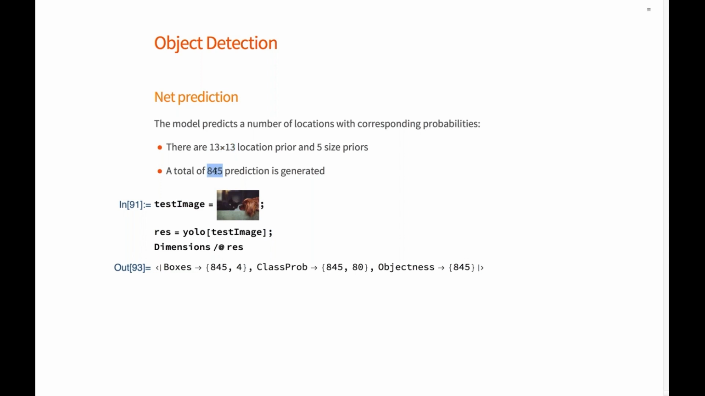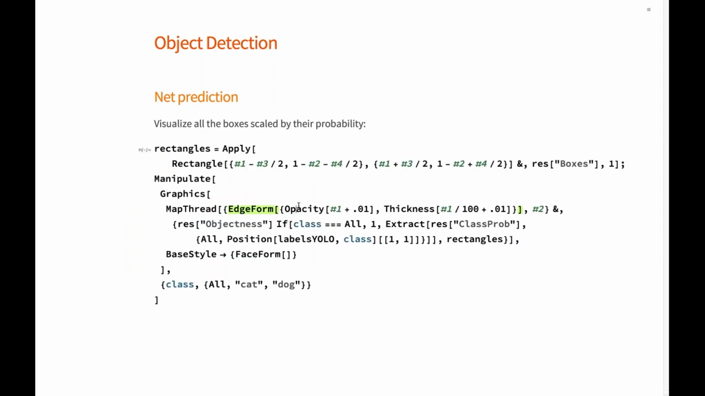This is a fixed number. So the network will always generate this amount of predictions and try to make them all good predictions. In the end, we have 3 results: the boxes, the conditional probability, and the objectness factor for a bounding box. Let's have a quick look inside and see what these boxes correspond to.